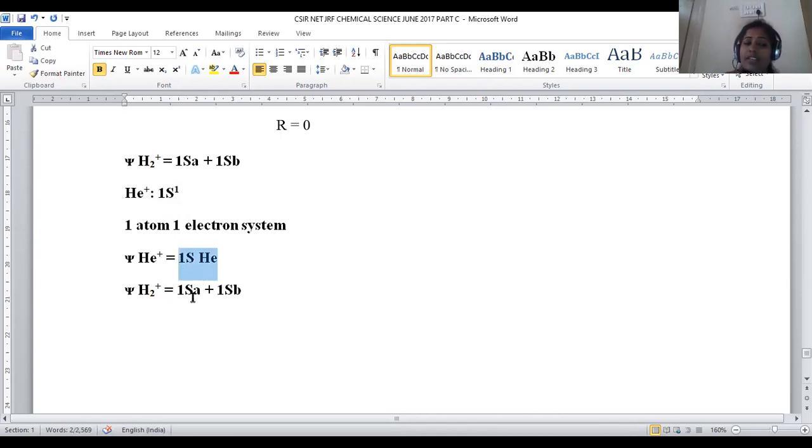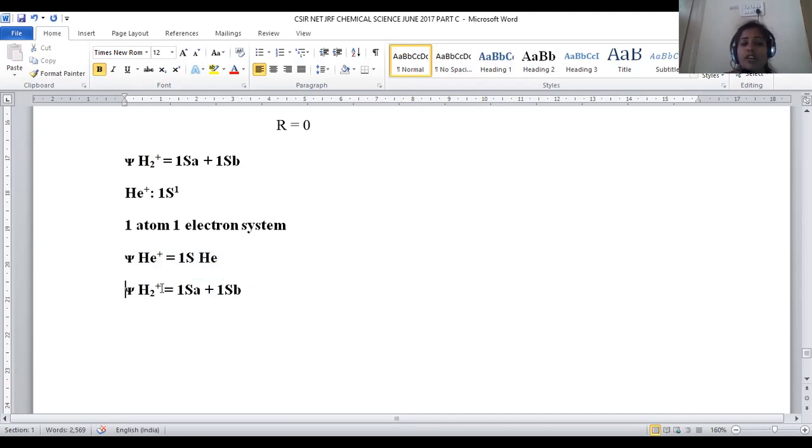But in case of hydrogen, 1sa and 1sb both are contributing. That is the main difference. Even though both come under one electron system only, the representation for helium will be different, and the hydrogen molecular ion representation is also different, because in helium positive it is monocentric. Only one atom is contributing, that is the 1s of helium.